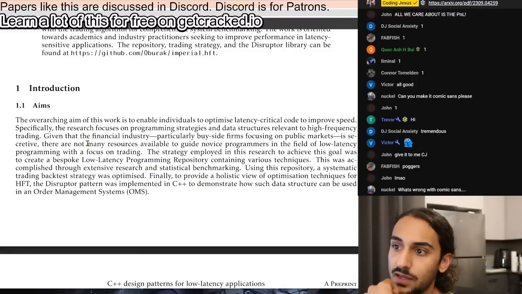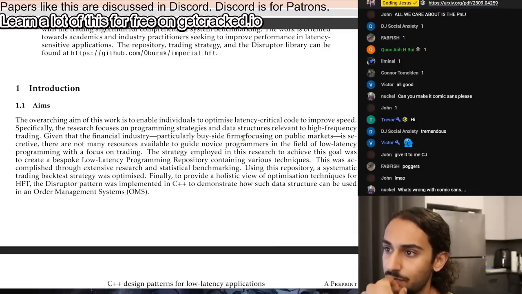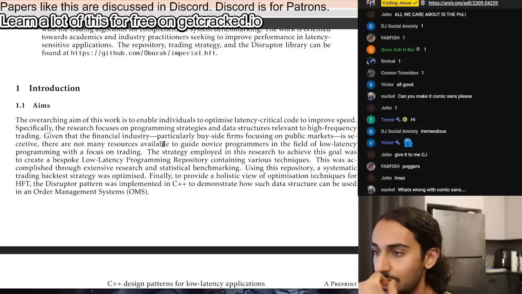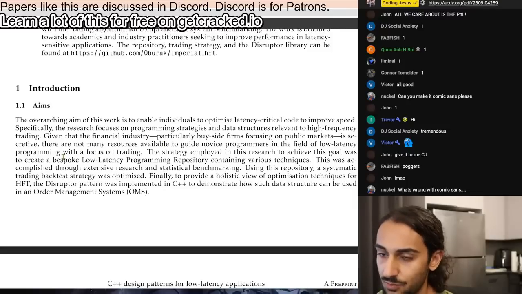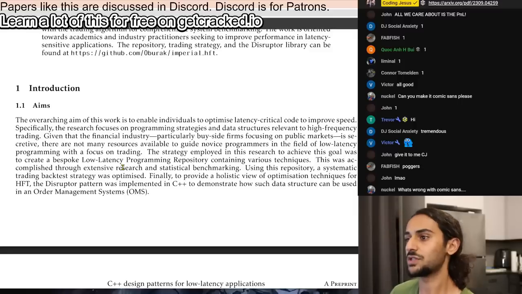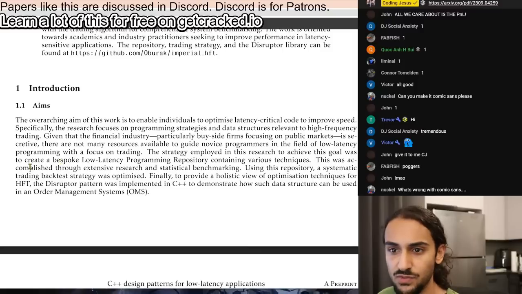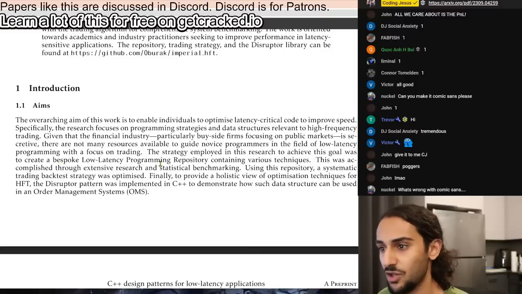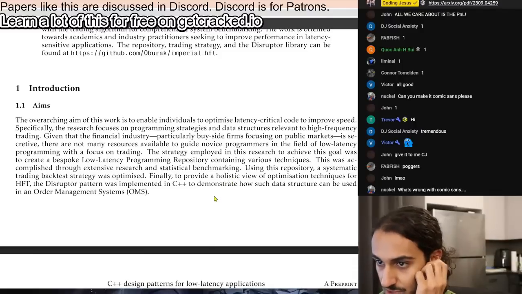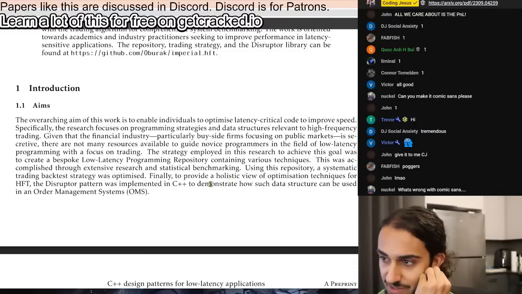Aims here. Given that the financial industry, particularly buy-side firms focusing on public markets, is secretive, there are not many resources available to guide novice programmers in the field of low-latency programming with a focus on trading. The strategy employed in this research to achieve this goal was to create a bespoke low-latency programming repository containing various techniques. This was accomplished through extensive research and statistical benchmarking. Using this repository, a systematic trading backtest strategy was optimized. Finally, we provide a holistic view of optimization techniques for HFT.